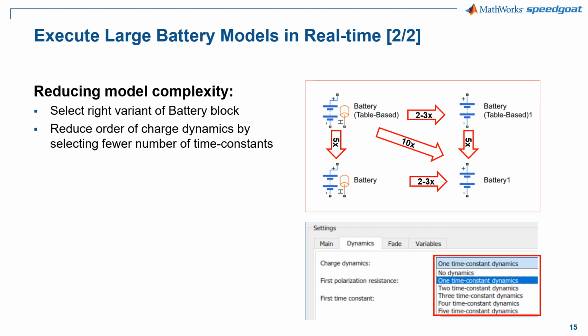This gain in performance is coming from reduced fidelity. Now, if your model complexity is lower, or number of battery cell in series is less than 50, it is quite possible that you don't have to do any of this optimization to achieve the task execution time of less than 1 millisecond.